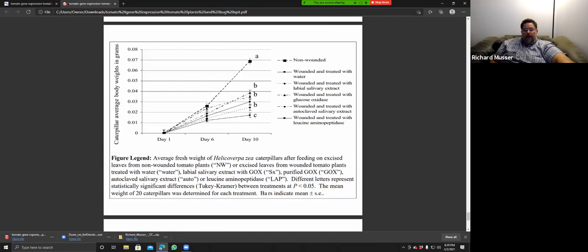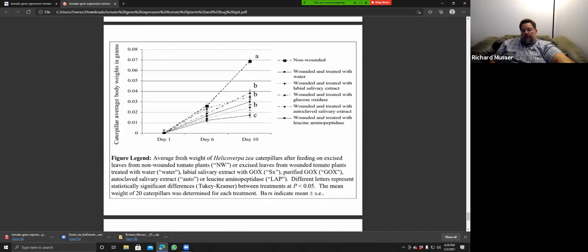We also did a bioassay and looked at the growth of caterpillars on these various treatments. So we have caterpillar average body weights in grams. On day one, they're all the same weight. They're neonates, they're fresh out of their eggs. And then after 6 days, you start seeing differences. So if we wounded the plant, they tend to grow worse than on a non-wounded plant.